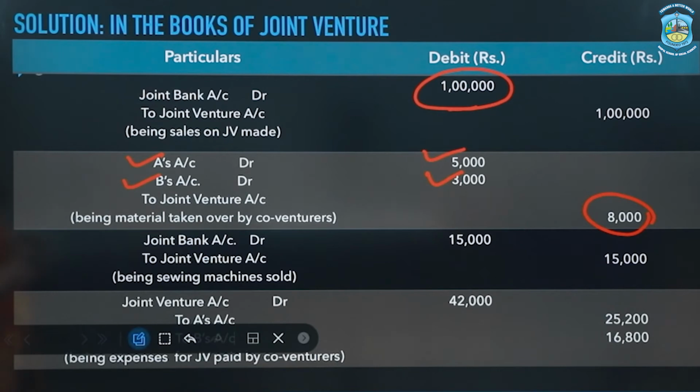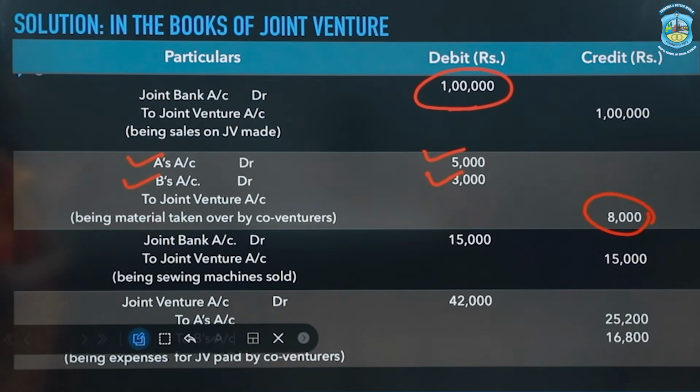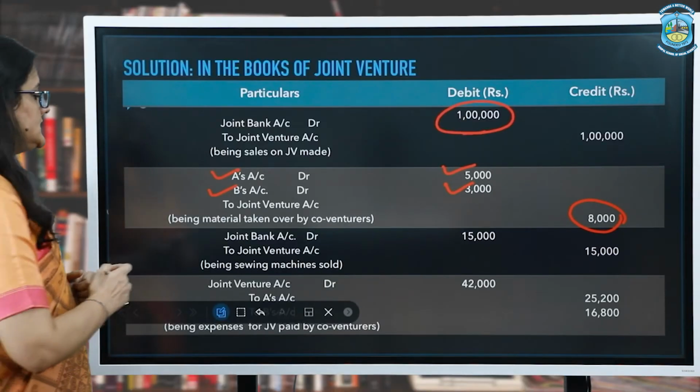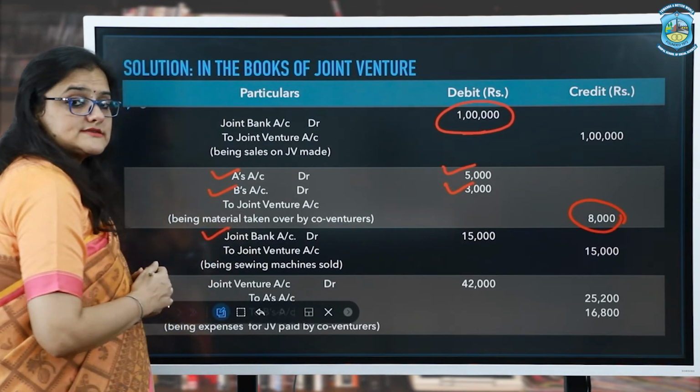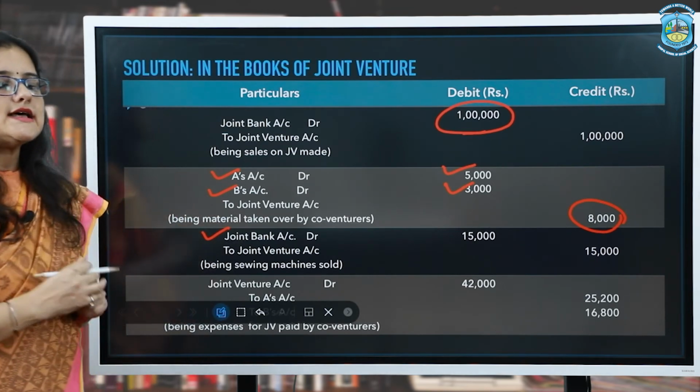Then finally the sewing machine was sold for 15,000. So this entry will be recorded the same as that of sales. The entry is joint bank account for receiving cash on the sale of machines to joint venture account. This will be treated as income.